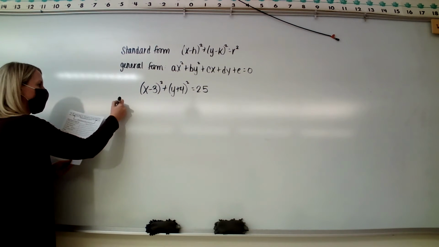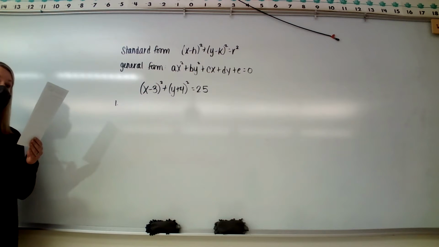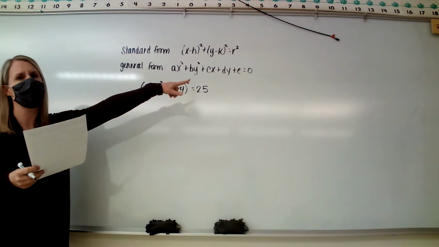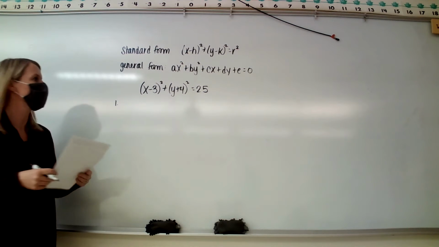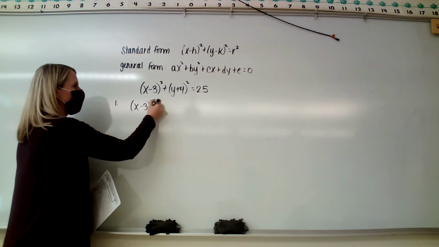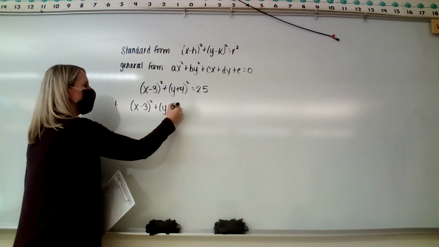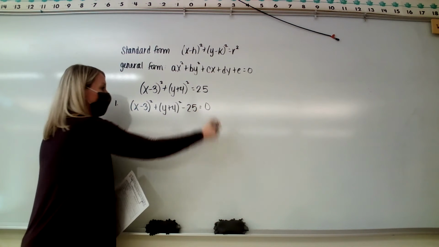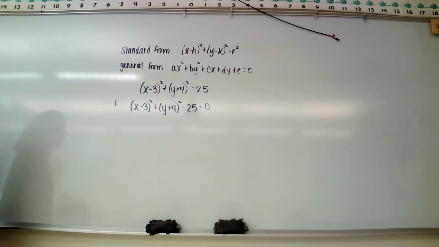So first step, move the constant to the other side. We see in general form, see how it's equal to 0. So we want to set this equal to 0 first. So I'm going to write it as (x minus 3) squared plus (y plus 4) squared minus 25 equals 0. Okay, that's all that stuff.